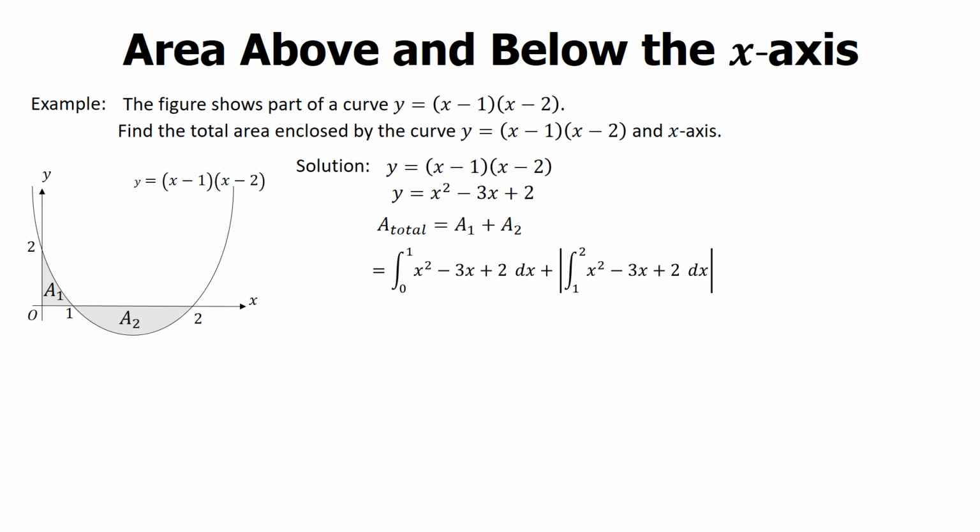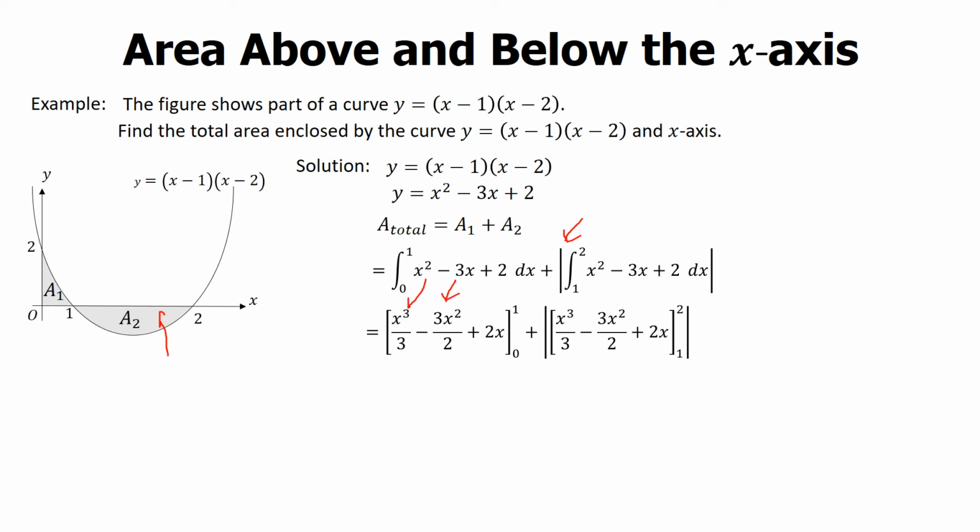So why do we want to separate these two regions? Remember that if the region is below the x-axis, when we integrate, we will get a negative value. So that's why we have to put the modulus sign here. And now we can integrate them separately. So x squared, we get x cubed over 3, minus 3x, we get minus 3x squared over 2, 2, we get 2x. So repeat the same process for this expression. We get the same result for the integration, but the range for the first integration is from 0 to 1, and for the second integration is from 1 to 2.